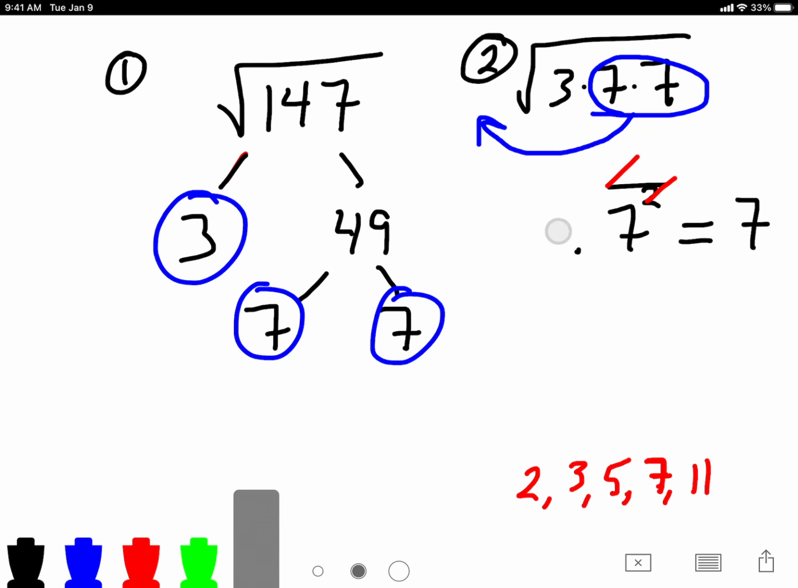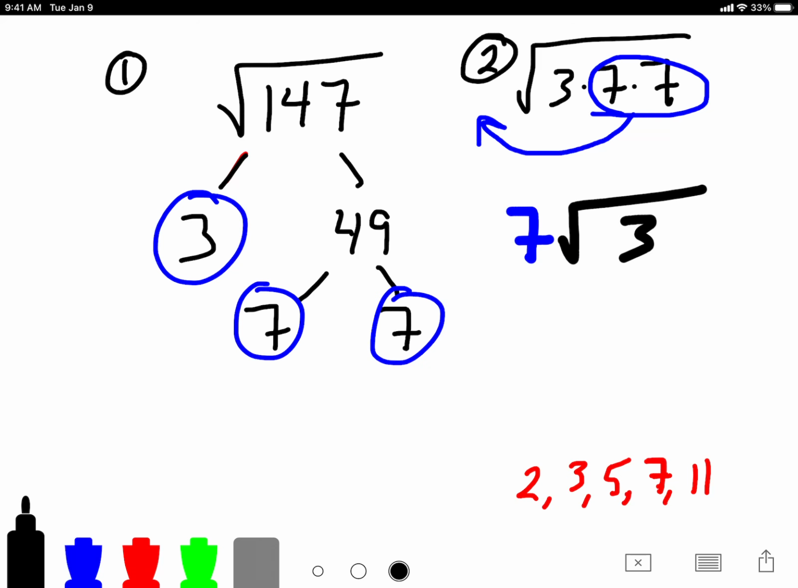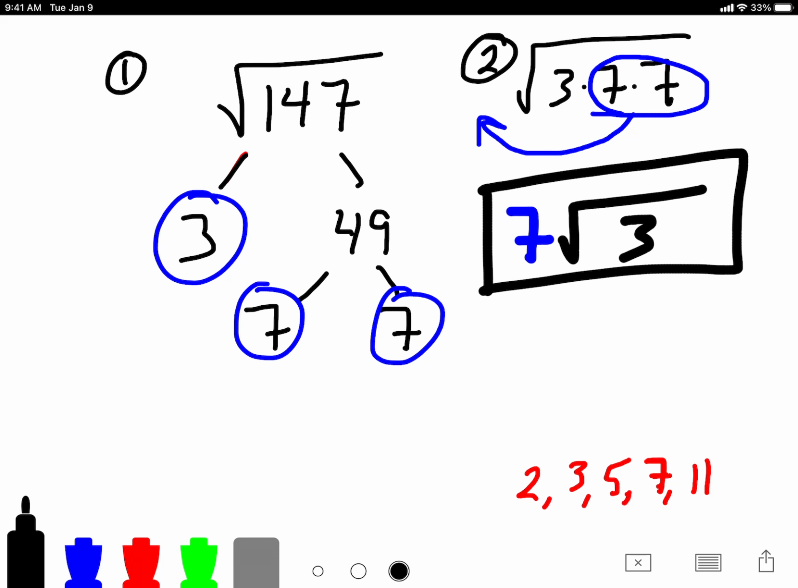Okay, so I'm going to erase this so I have some more room to work. And the number that I'm left with, so I have my 7 on the outside here, my square root sign, and I still have a 3 under the square root. And so this is my simplified answer. I don't have any more pairs of numbers I can circle. I don't have any more things to simplify, either inside the radical or outside of it. And so this is my final answer.